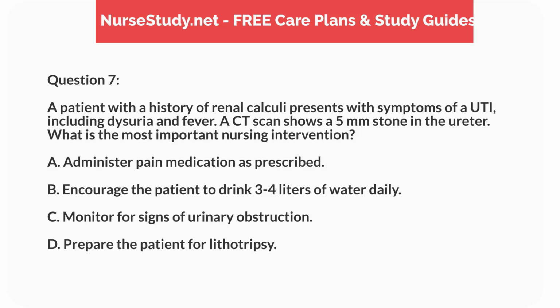Question 7. A patient with a history of renal calculi presents with symptoms of a UTI, including dysuria and fever. A CT scan shows a 5 mm stone in the ureter.